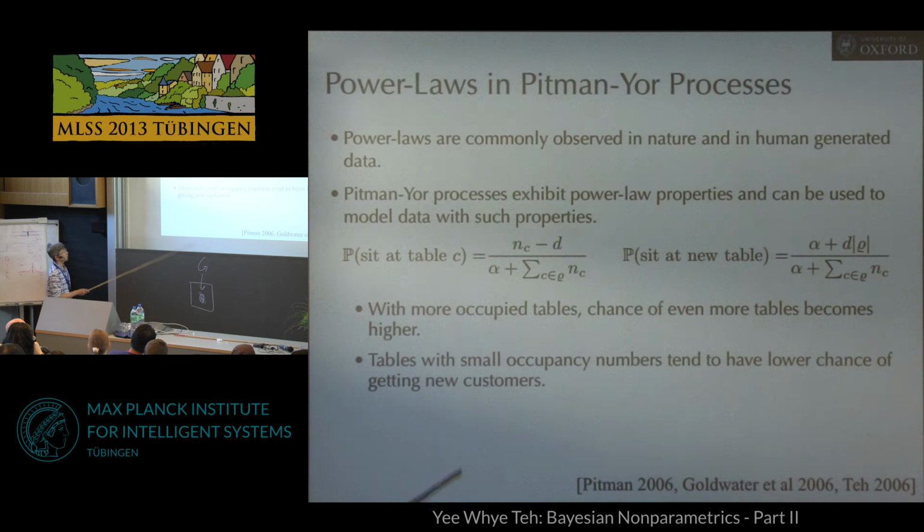Okay. So what this says is that tables with a small number of customers tend to stay small, which means that if you couple those two together, there's going to be a larger number of small tables, which is often what is observed in power law distributions.